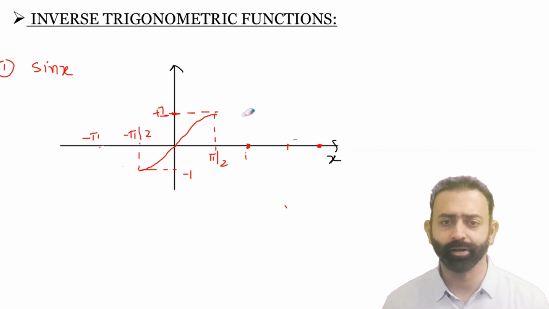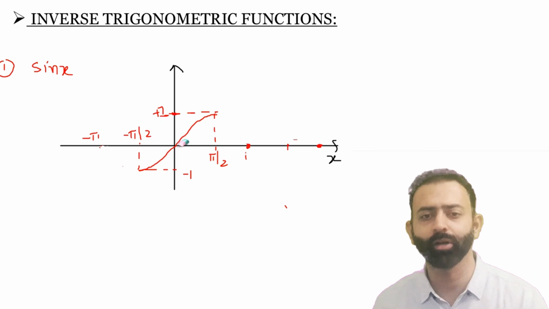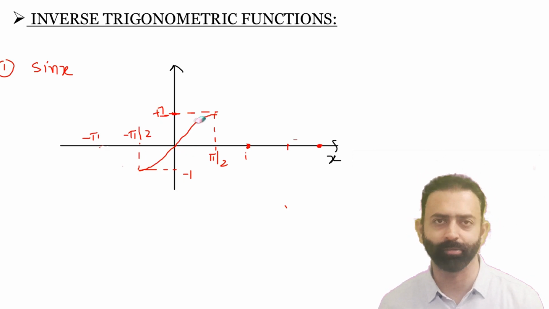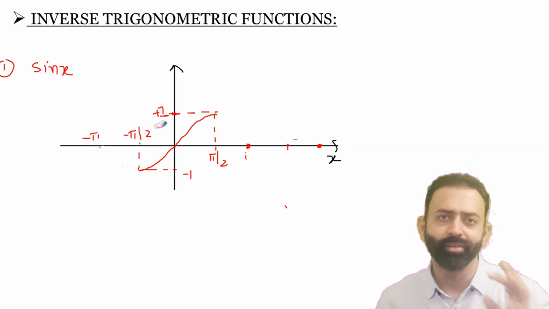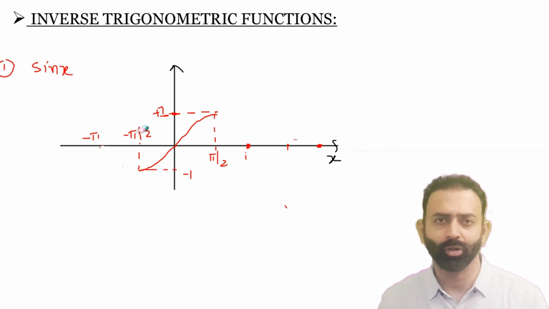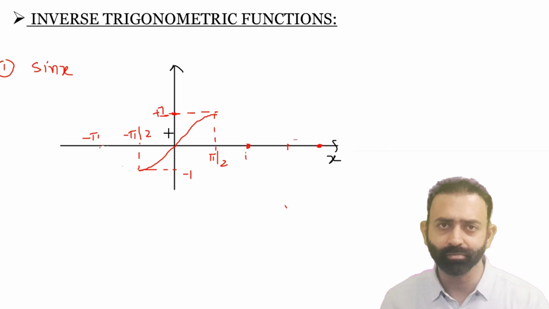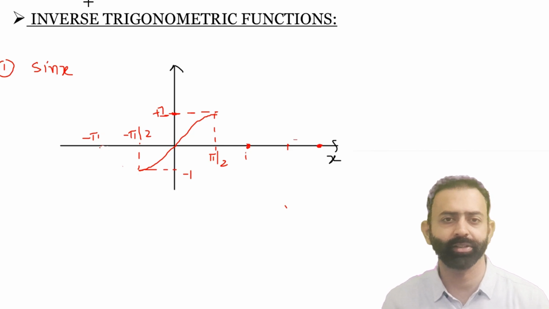Remember, we are dealing with the graph of just sin x, not the inverse function. We first make the domain of sin x as -pi/2 to +pi/2, and then we are in a position to find the expression or the meaning of sine inverse x. And if you need to sketch the graph of sine inverse x, how will we do it?